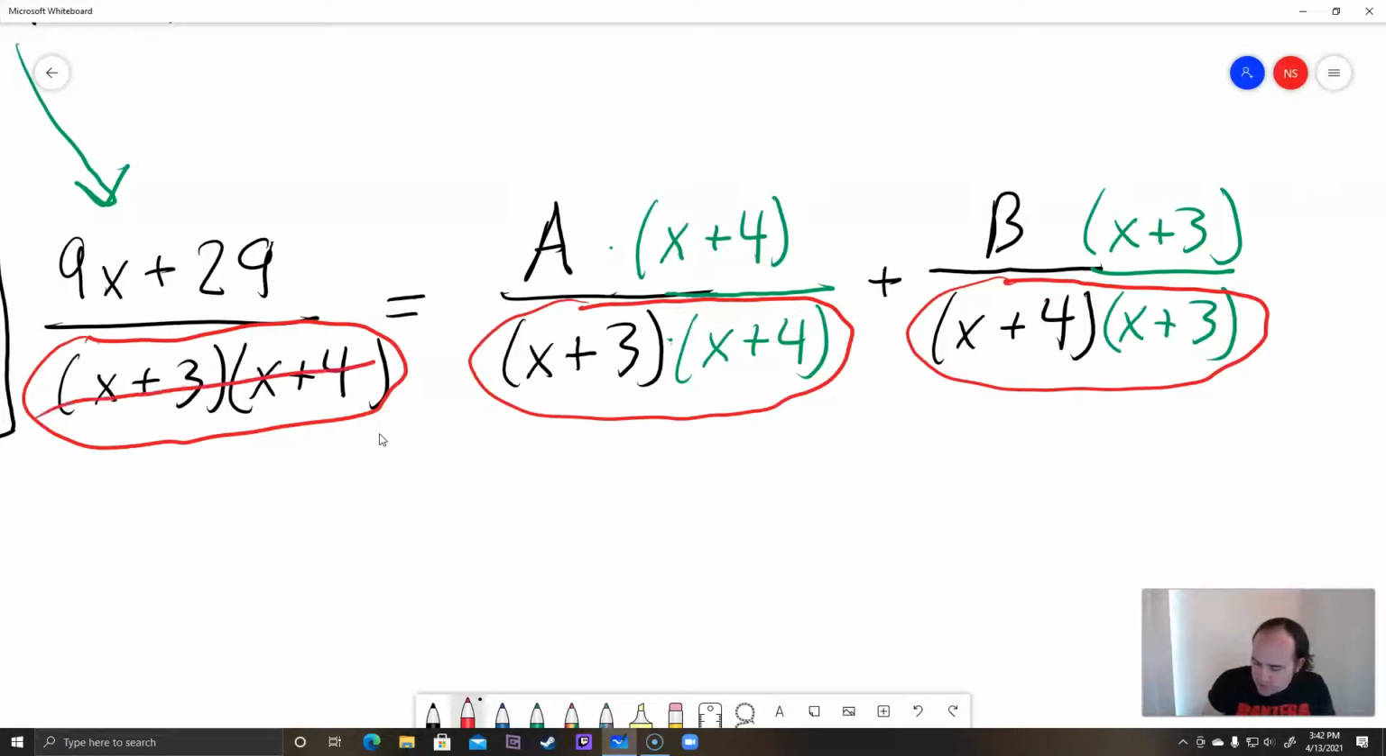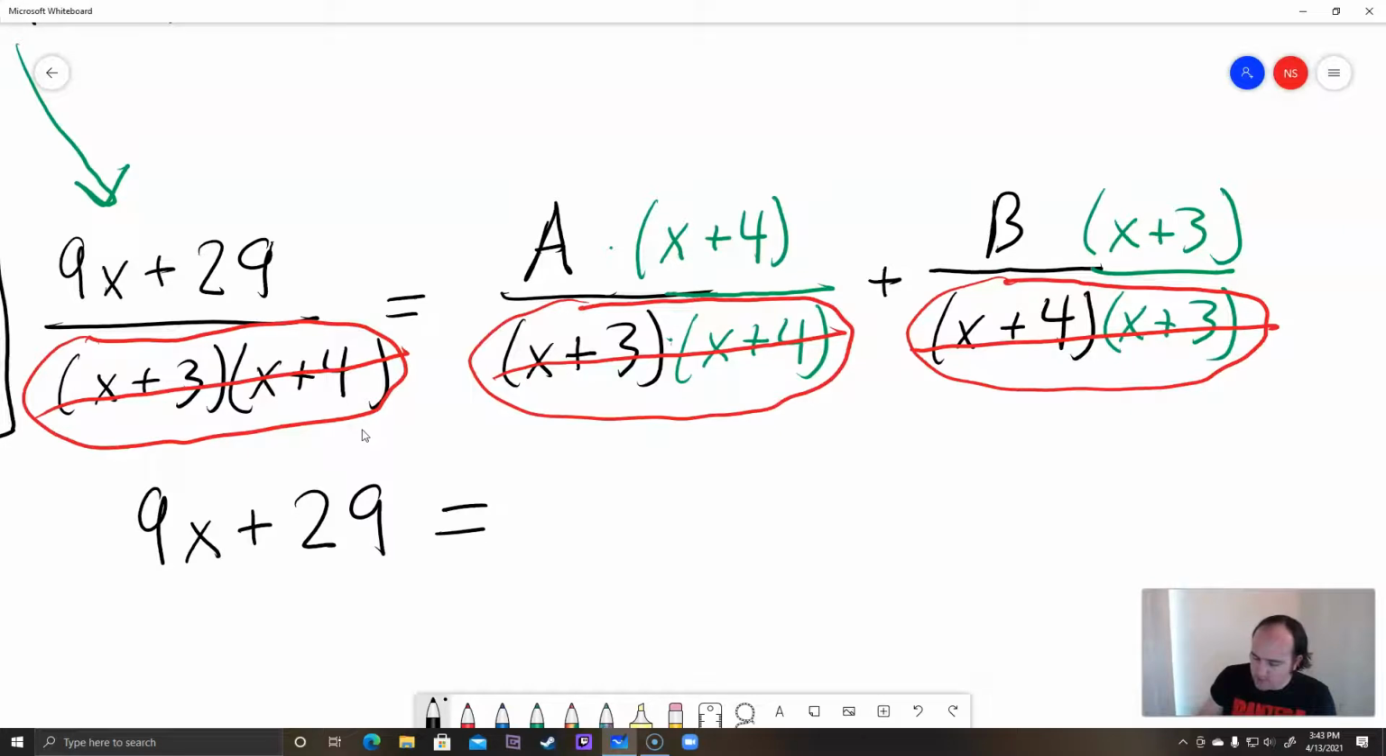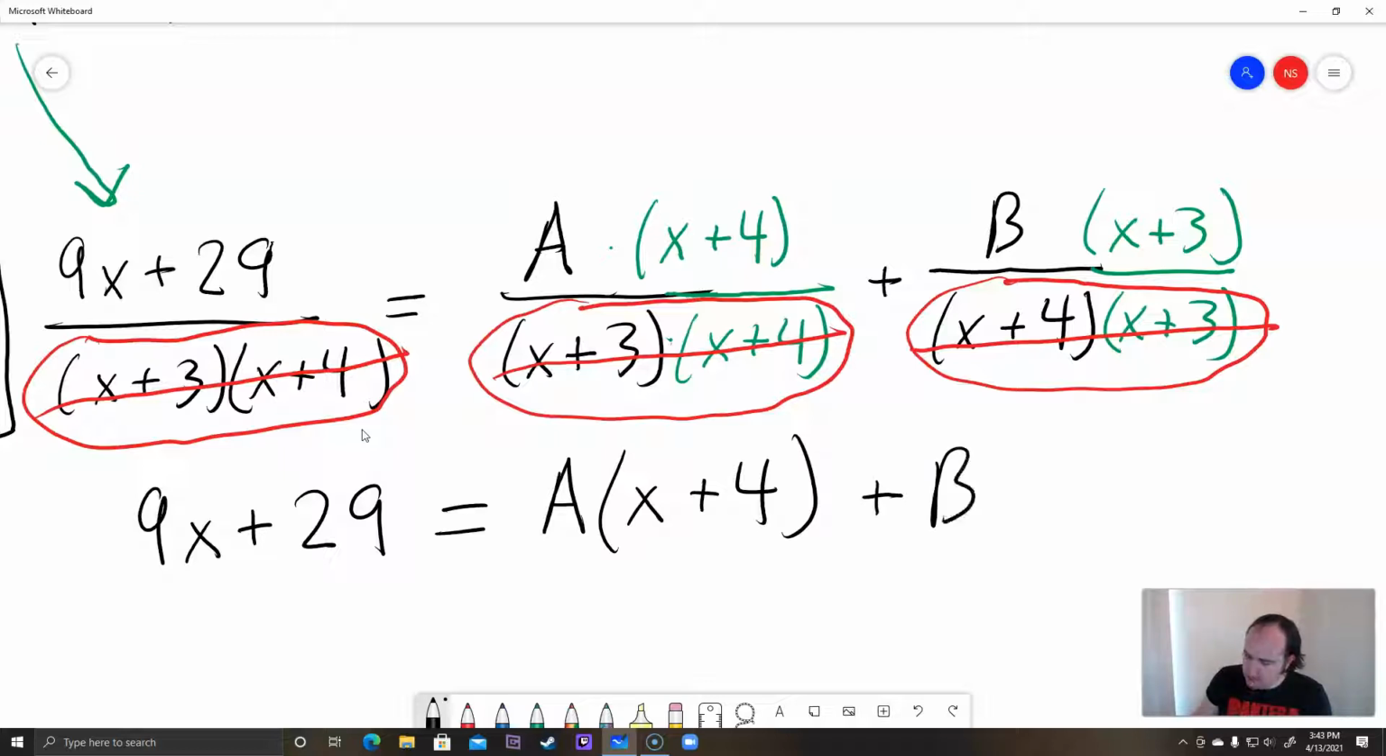In other words, if we multiply both sides by x plus 3 times x plus 4, every single one of those denominators cancels out. So what are we left with? Well, on the left side, we're left with 9x plus 29. And then on the right side, we have a times the quantity x plus 4 plus b times the quantity x plus 3.